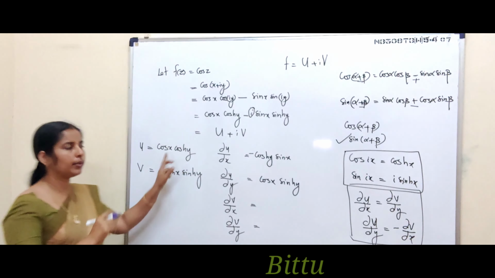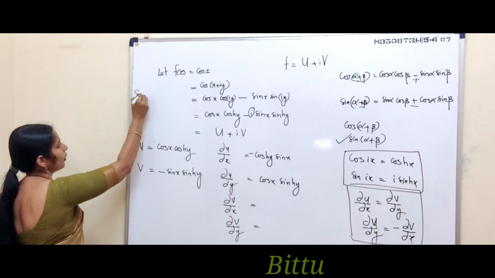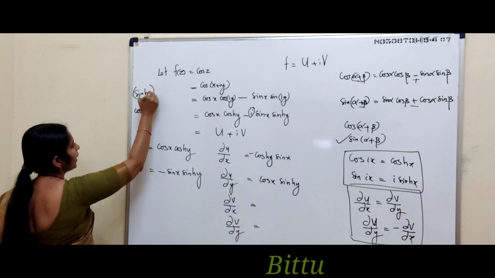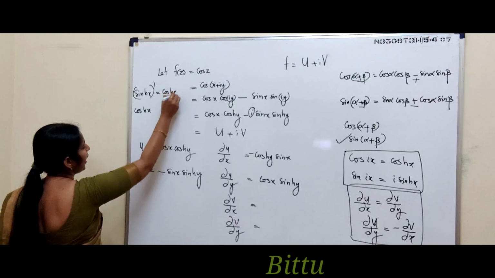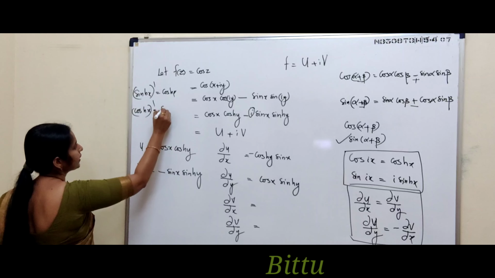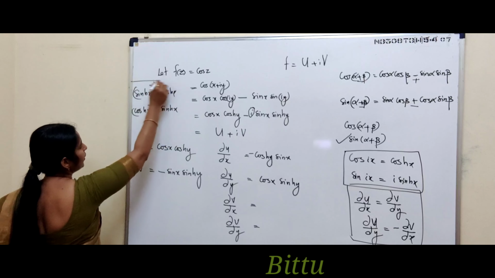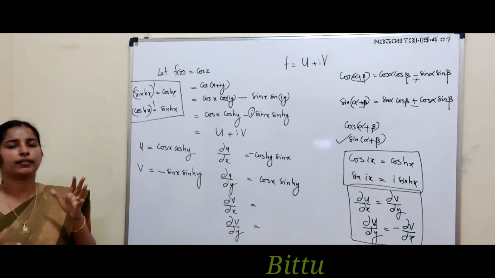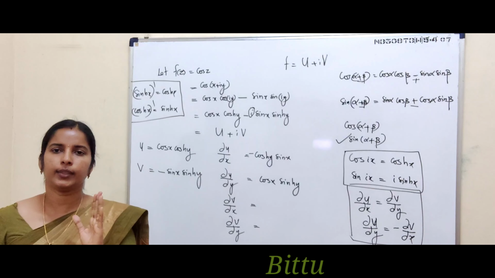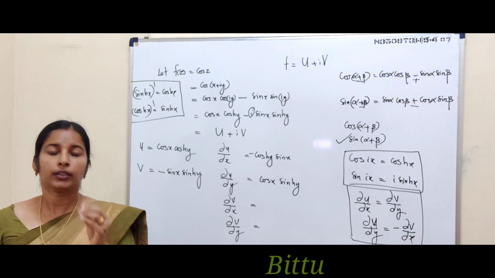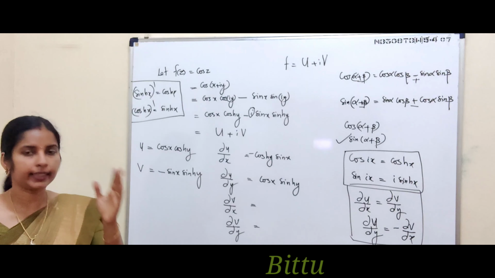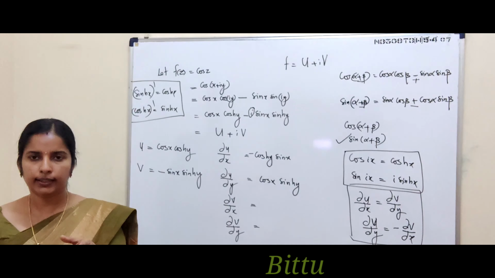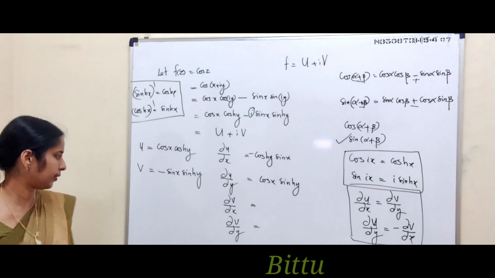So you have to remember the derivatives of the hyperbolic functions sinh x and cosh x. The derivative of sinh x is cosh x and the derivative of cosh x is sinh x. Here both the derivatives are positive. In the case of the usual trigonometric function, the derivative of cos x is minus sin x. In the case of the hyperbolic function, the derivative of cosh x is plus sinh x.